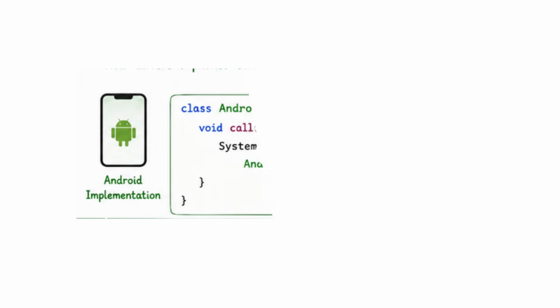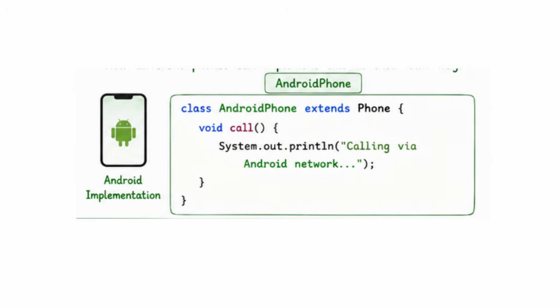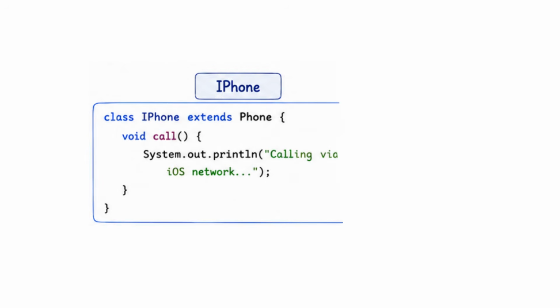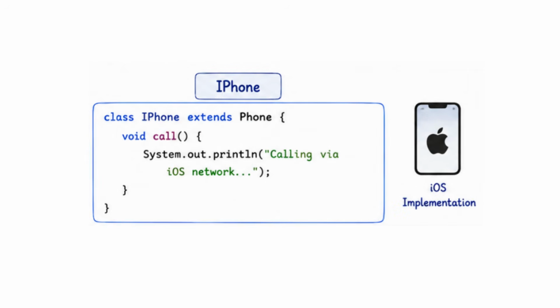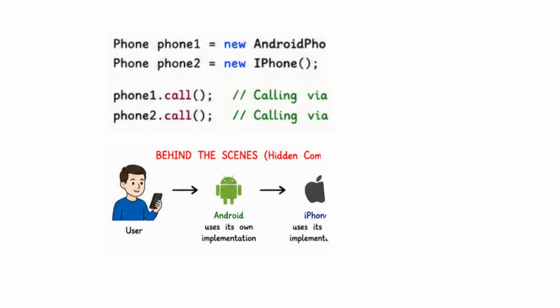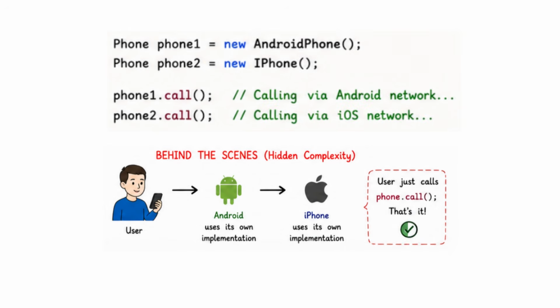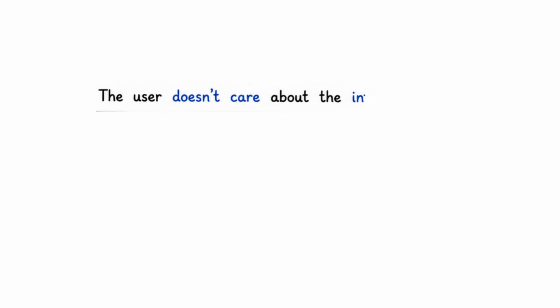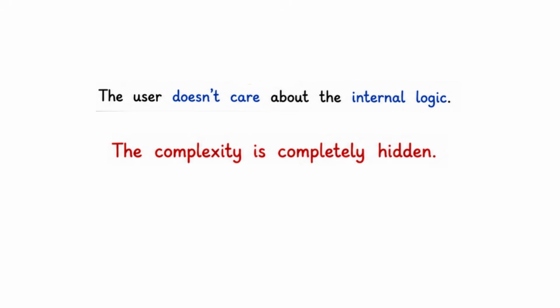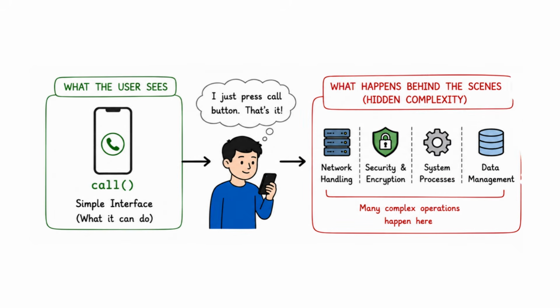Android phone has its own way, right? Similarly, iPhone has its own way. Essentially, the user can see a call button, and the user just calls. Behind the scenes, Android uses one implementation and iPhone uses another, but the user does not care about the internal logic. The complexity is completely hidden. So abstraction hides complexity. It shows only what the user needs to know, right?